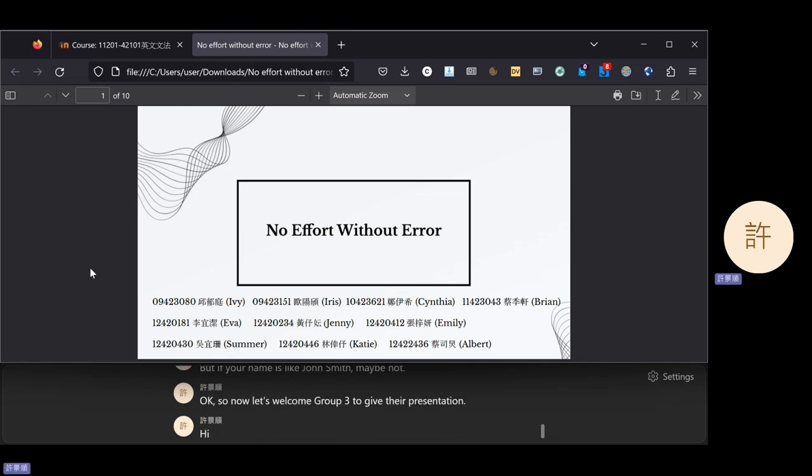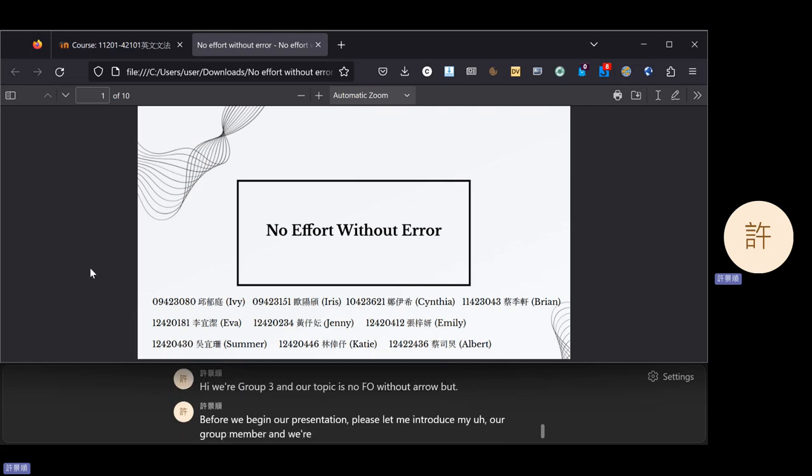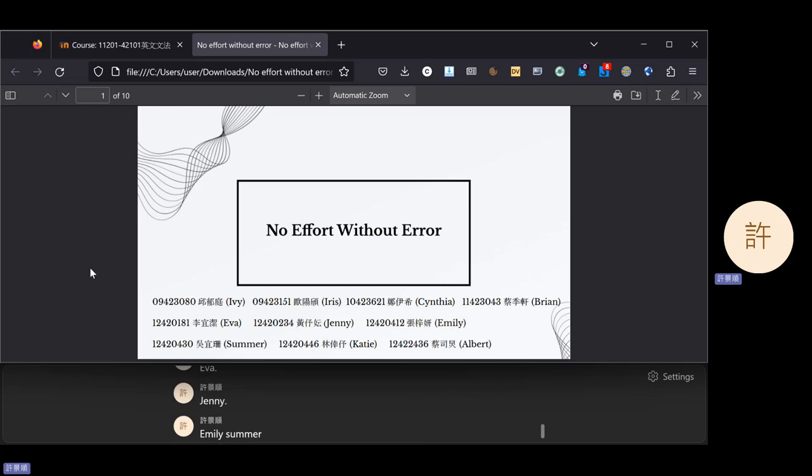Hi, we're group three, and our topic is no effort without error. Before we begin our presentation, please let me introduce our group members. They are Ivy, Iris, Brian, Eva, Jenny, Emily, Summer, Katie, Albert, and I'm Cynthia. So as I mentioned before, our topic is no effort without error.